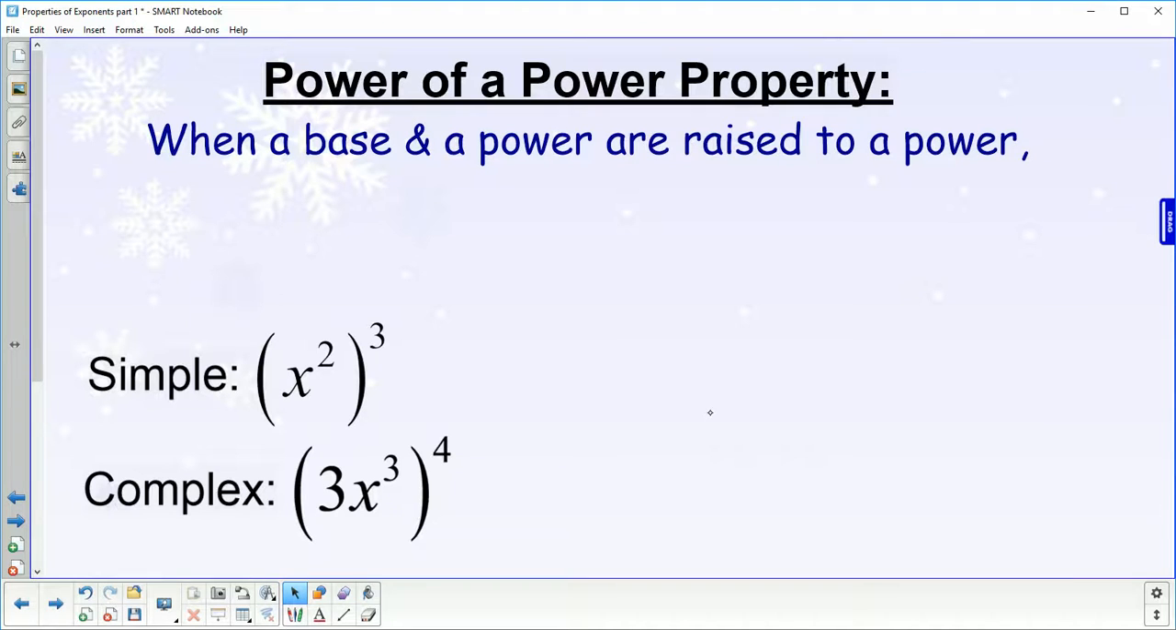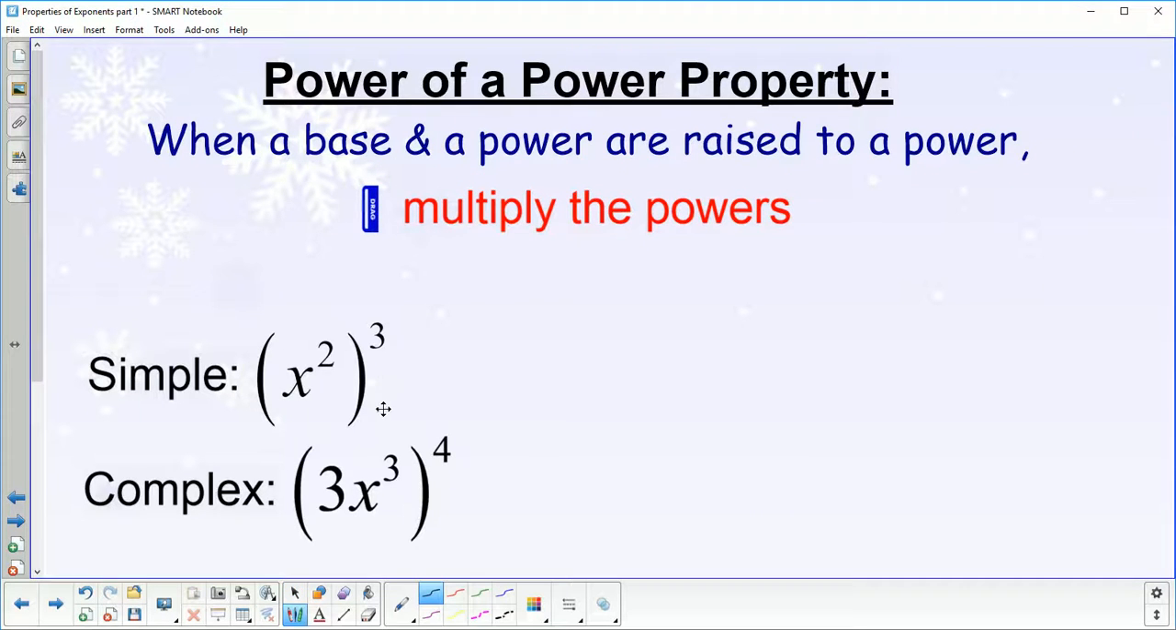Okay, a power of a power. So now we have a base and a power. You see here a base, x, a power 2, raised to another power of 3. And in this case, what we're going to do is we're going to take those powers and multiply them. So this would be x to the 2 times 3, which is x to the 6.